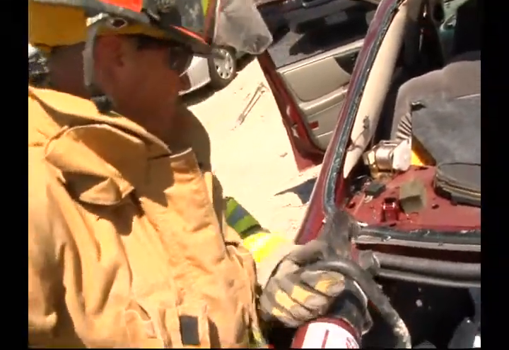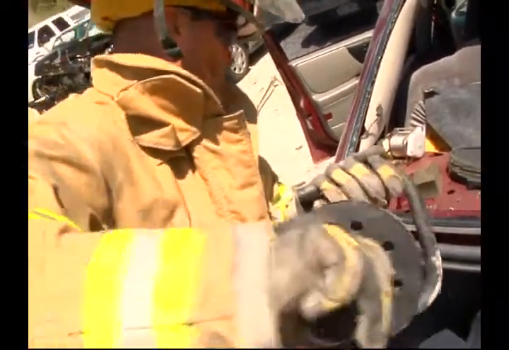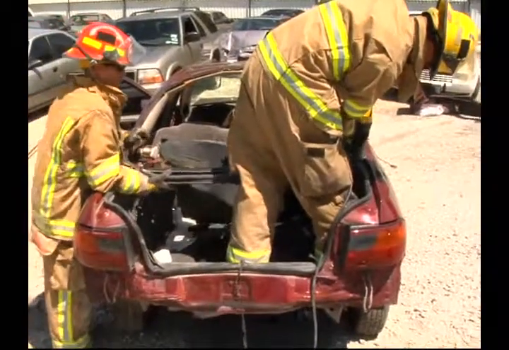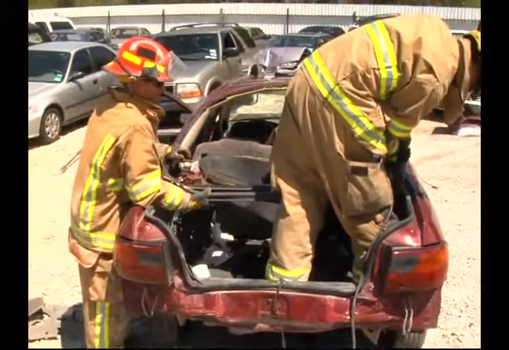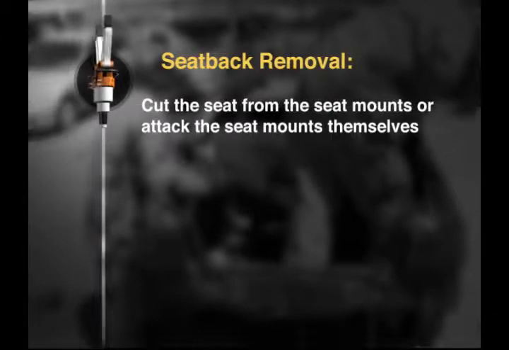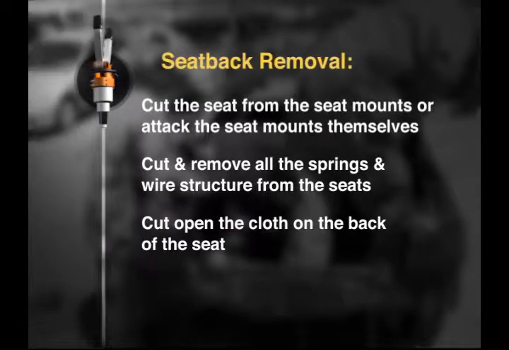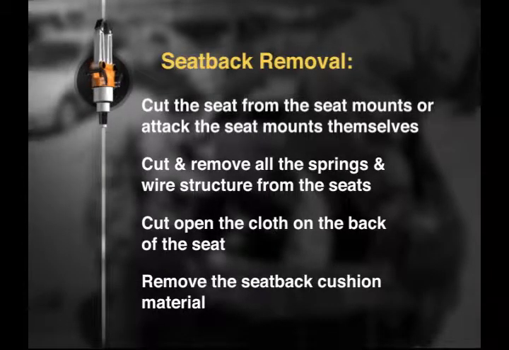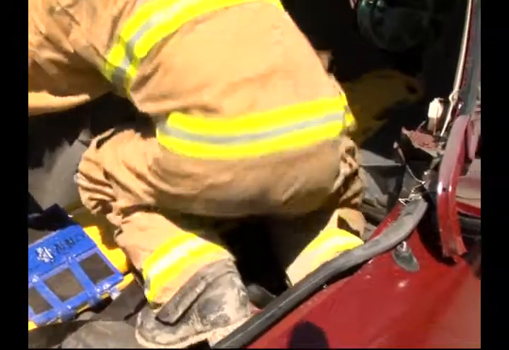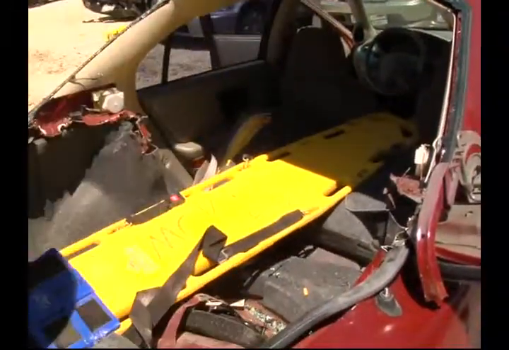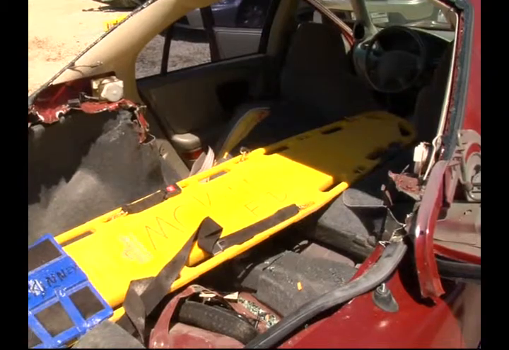The back of the rear seat is either bolted or screwed to the metal rear window deck or the metal partition that separates the trunk from the passenger compartment. To free the seat back, you can either cut the seat from these mounts or attack the mounts themselves. Cut and remove all the springs and wire structure from the seat. Then cut open the cloth on the back of the seat. Completely remove the seat back cushion material. Once the rear of the seat has been opened, you can gain access to the passenger compartment.